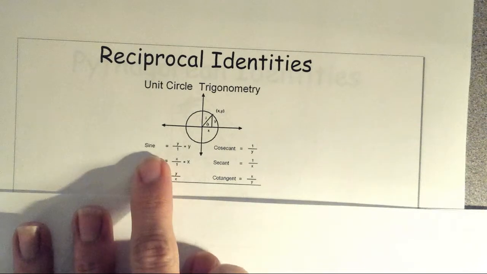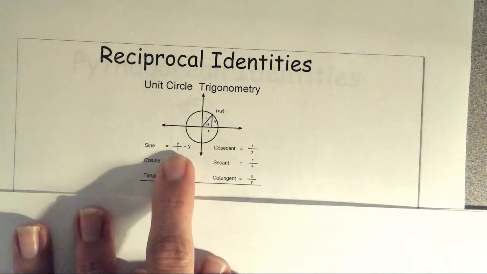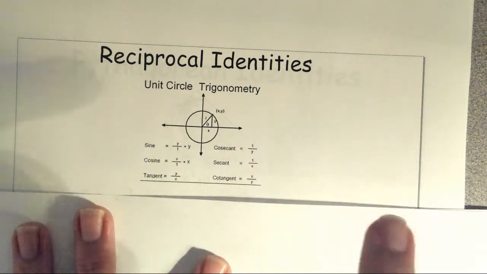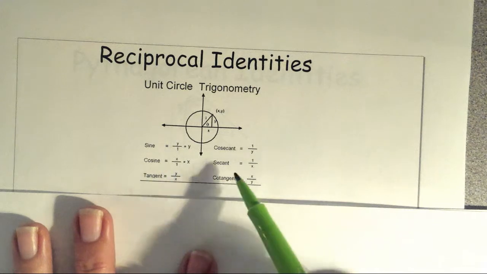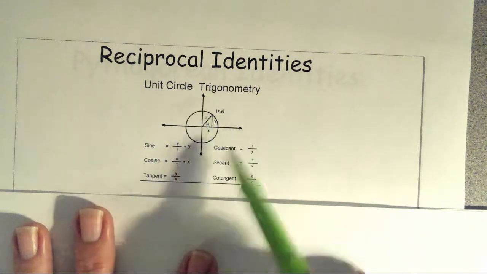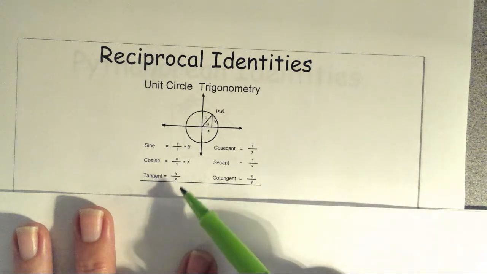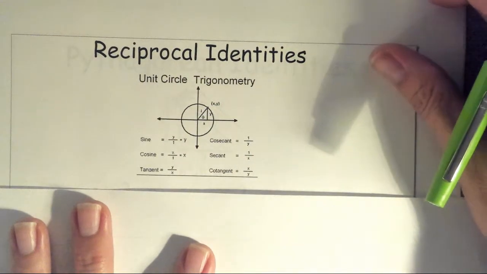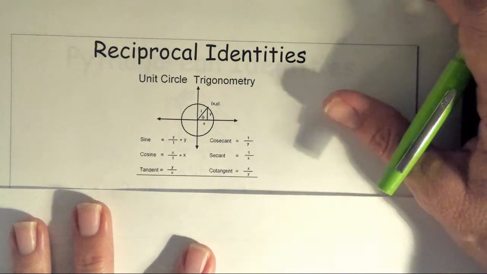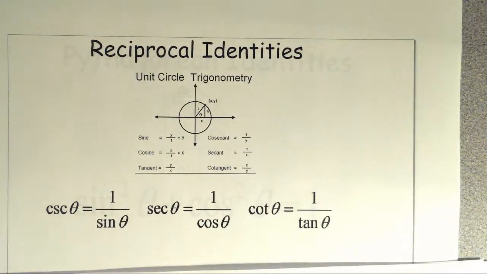I know the reciprocal of sine is cosecant. So I go to my circle, I find my y, and I just flip it. I know that if I want the reciprocal of cosine, it's called secant. I go on my circle, I find my x, and I flip it. For tangent, we find the y and the x, and then we flip it. So for our reciprocal identities, we're just going to get a little fancy. Instead of saying x and y, we're going to use the words sine and cosine.